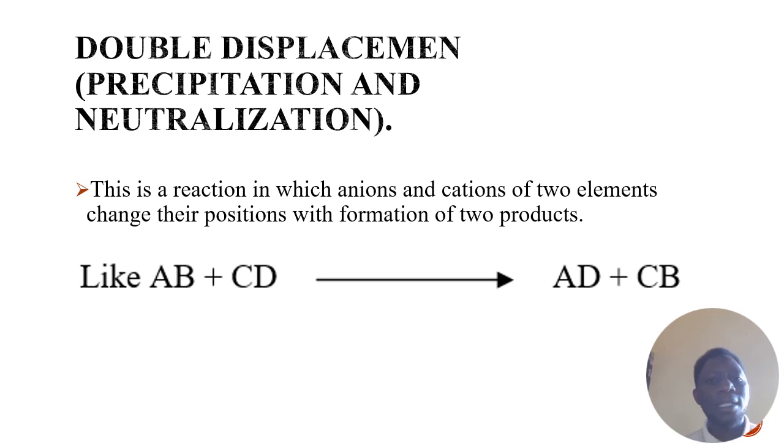The last type is the double displacement reaction. During double displacement reaction, there is also what we call precipitation and neutralization reaction. This reaction is a reaction in which anions and cations of two elements change their positions with formation of two products. To mean, here we have a compound, we react with another compound, but also produce two products.